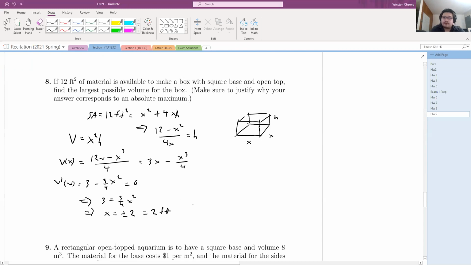Right, so this is our critical point. We can do a first derivative test, like the typical first derivative test, just to make sure that this is a maximum, a local maximum. Let's see, what else can we do here?